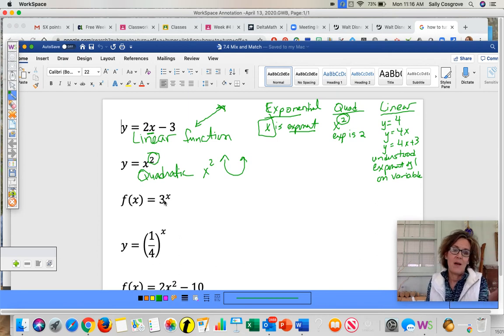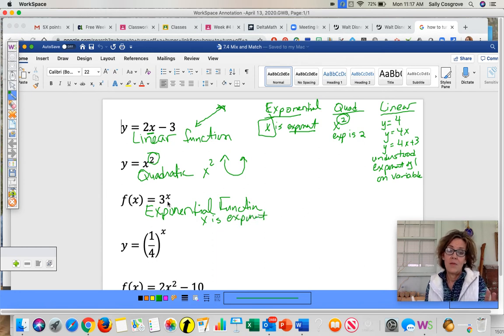No, x is not being squared. No, it's not y equals mx plus b. It's y equals 3 to the x power, which means what? It's an exponential function. So we can come right here and say exponential function. And how do we know? Because x is the exponent. What would its graph look like? Well, the base is greater than 1, so it's going to be exponential growth. It's going to be that J-shaped curve.